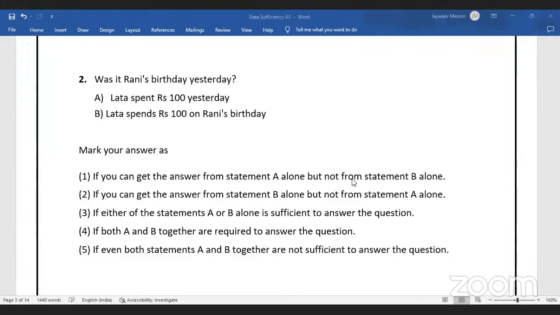Sorry, it is not option 2, not option 1. Option 5 is correct. Very good, Devika. Option 5. Very good, Alvin. Very good, Abhinav. Option 5 is correct. If even both the statements A and B together are not sufficient to answer the question.